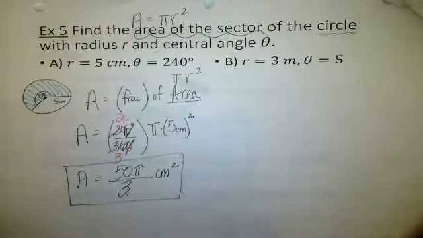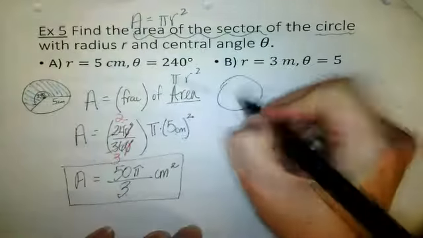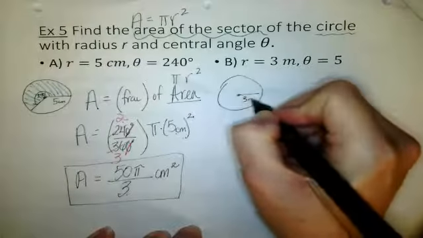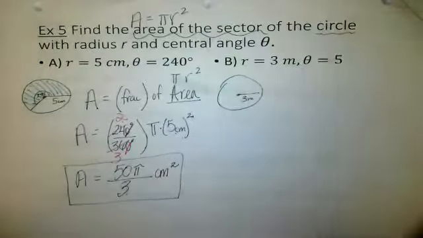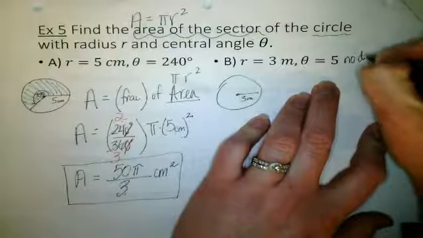All right, letter B, last one. Oh, I've got 3 minutes. Here we go. We have a radius of 3 meters, and theta is 5. Is 5 radians or degrees? Radians. How do you know it's radians? Oh, yeah, no degree symbol.